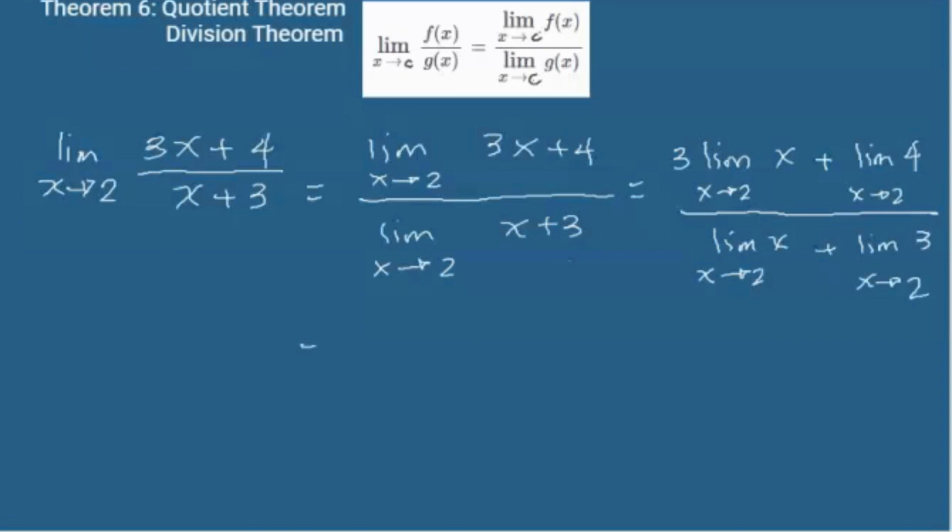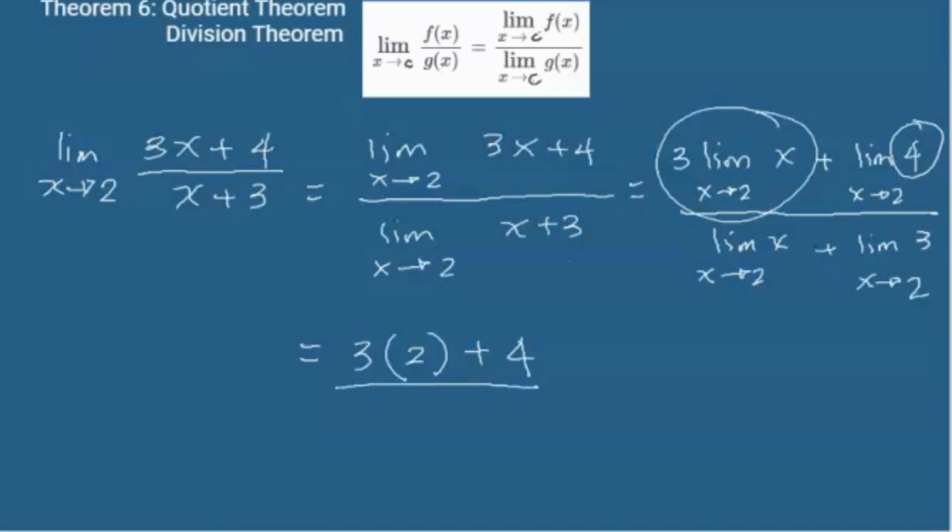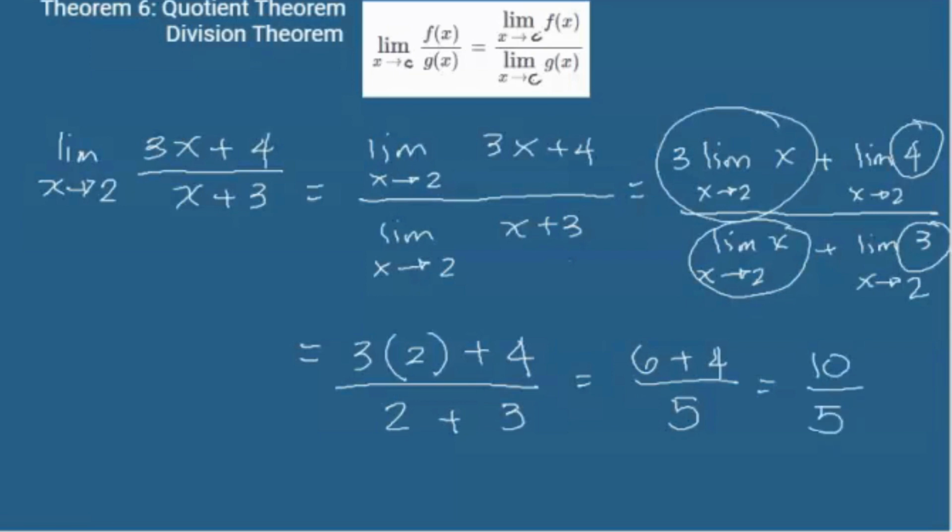Then let's simplify over here. This one would be 3 times 2, plus the limit of a constant is 4. Over, so this one, the answer is 2 plus, and again, the limit of a constant is 3. So 3 times 2 is 6, plus 4, over 2 plus 3 is 5. 6 plus 4 is 10 over 5. So therefore, the answer is 2.